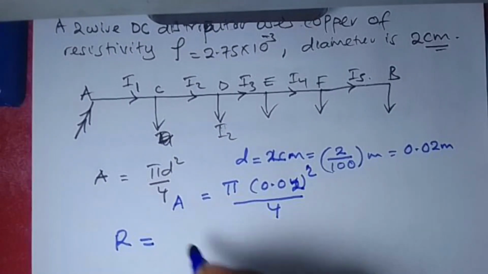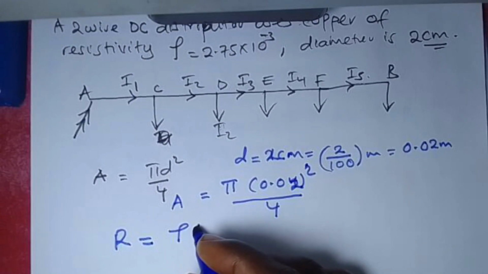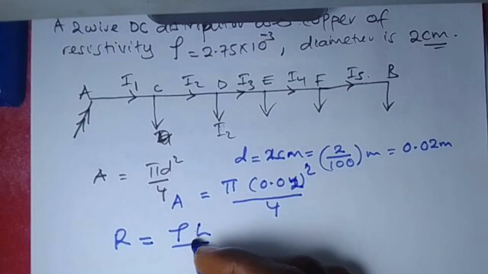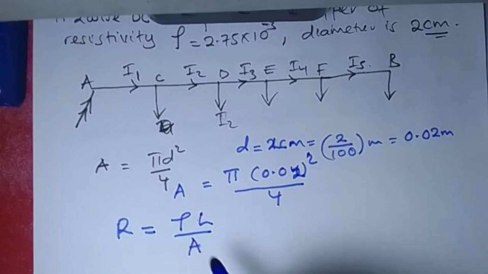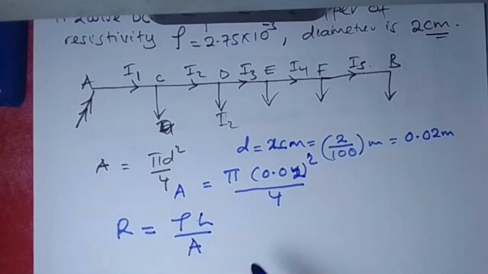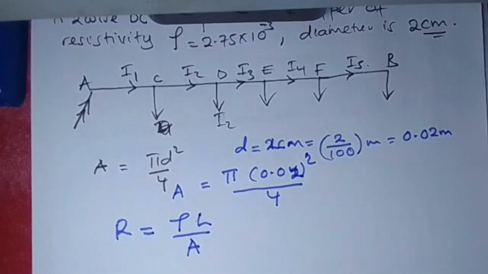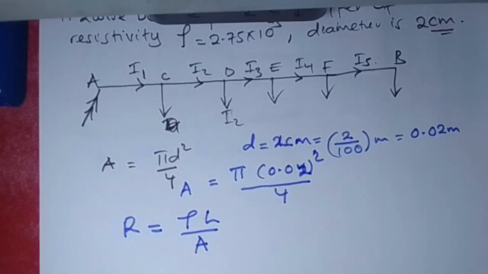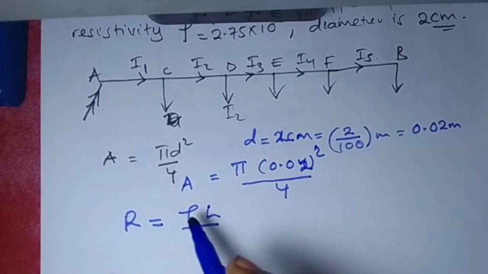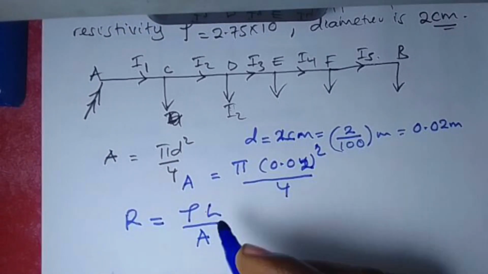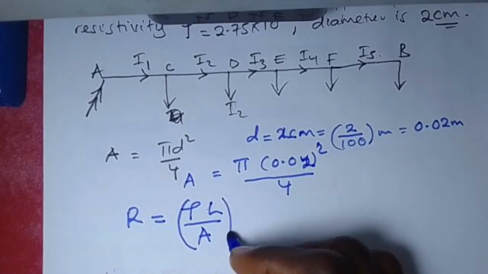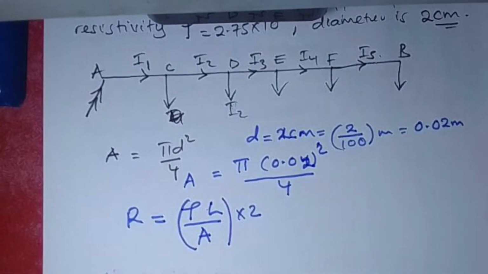So resistance is going to be equal to resistivity times length over the area. Now, what I told you is that here it is a two-wire DC distributor, but resistivity only caters for one wire. So when you're feeding in for this calculation, you'll have to multiply this times 2 to cater for the 2 wires of the distributor. Are we together there?